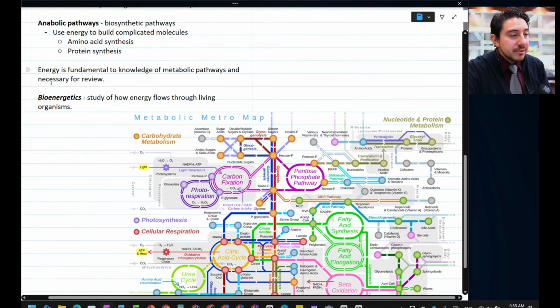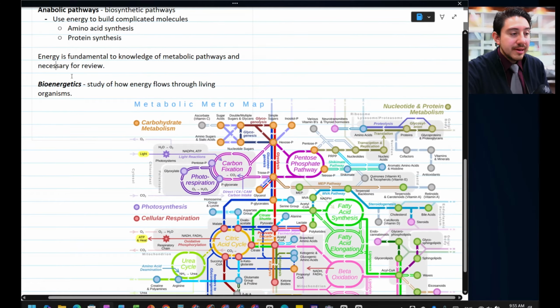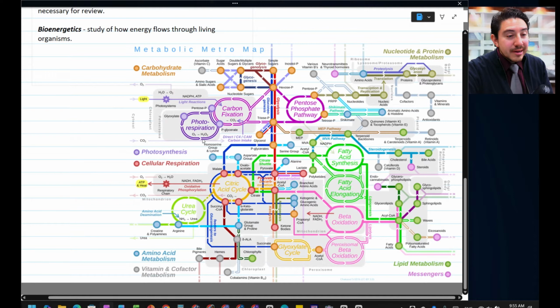So in all these reactions, you do need some form of energy, right? But these particular anabolic reactions will absorb a lot more energy, so they're high energy products. Okay. Ultimately, energy is fundamental to be able to produce and carry out these reactions.